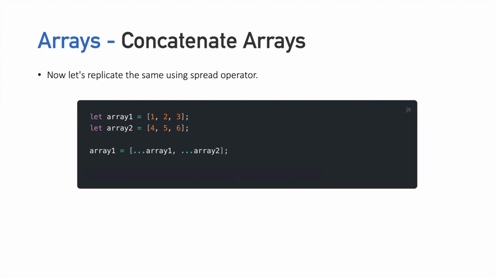So when we console log array1, we get the output as an array with 6 elements, where the first 3 elements are the initial elements of array1 and the last 3 elements are the initial elements of array2. Therefore, we have successfully concatenated array2 at the end of array1.